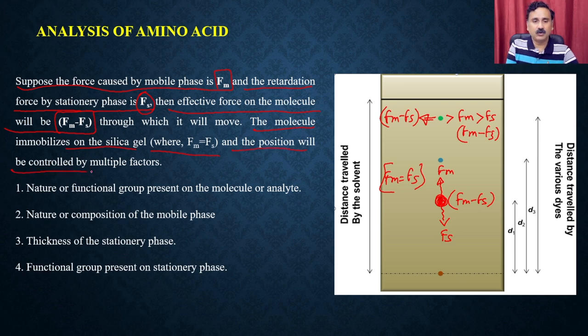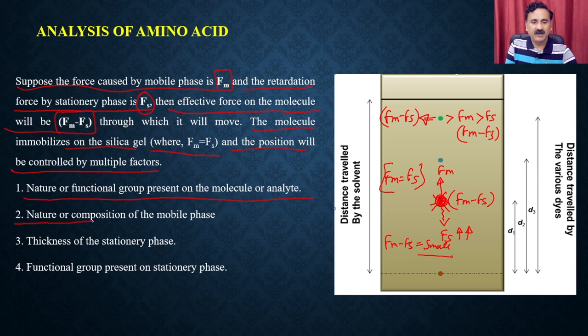The position is controlled by multiple factors: the nature of the functional group present on the molecule or the analyte. If the molecule has a functional group and is going to interact with the silica particle, then it is going to increase the Fs. If it increases the Fs, then the Fm minus Fs is going to be small, and the molecule is going to be immobilized towards the spotting points.